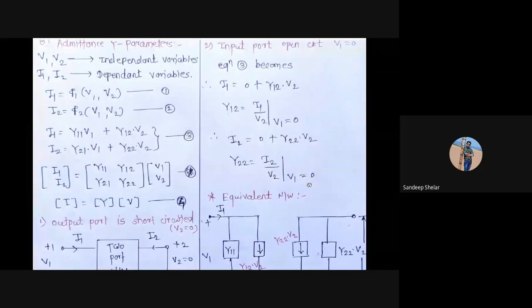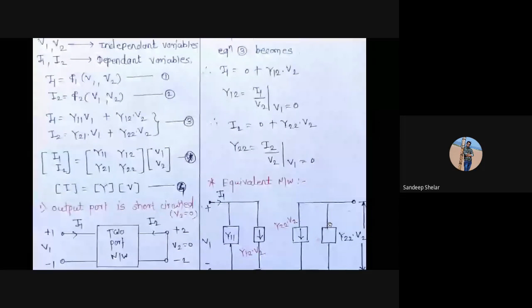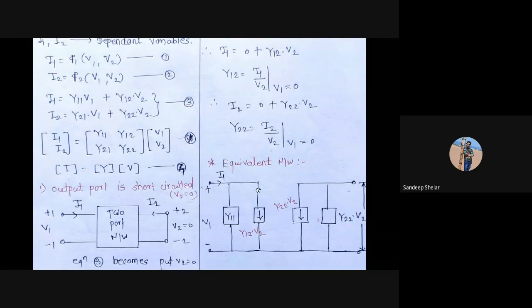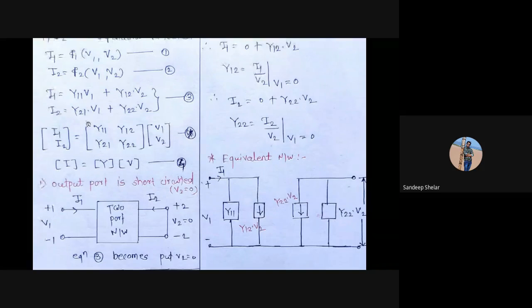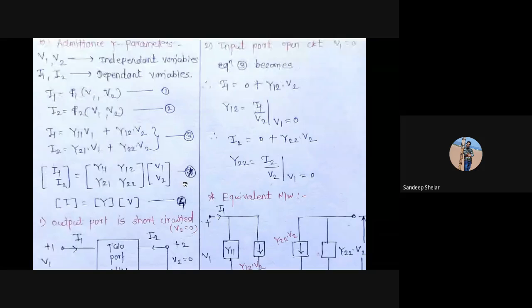Now we have to draw the equivalent network for the Y parameter, that is I1 is equal to y11 V1 plus y12 V2, and I2 is equal to y21 into V1 plus y22 V2. This is the equivalent network for the admittance parameter.